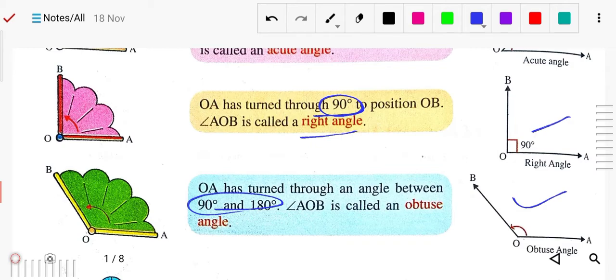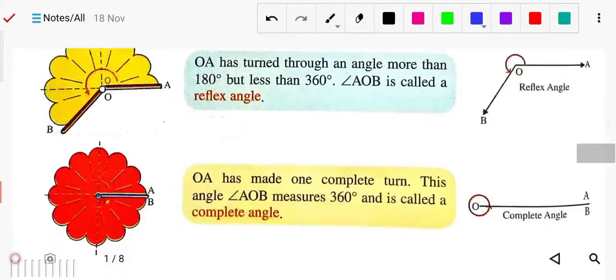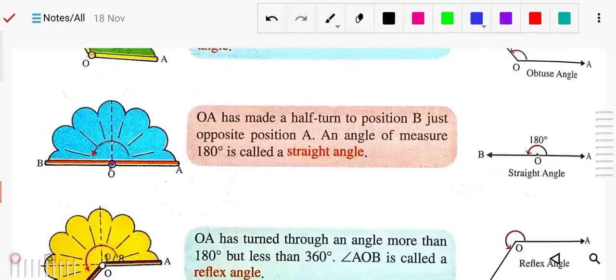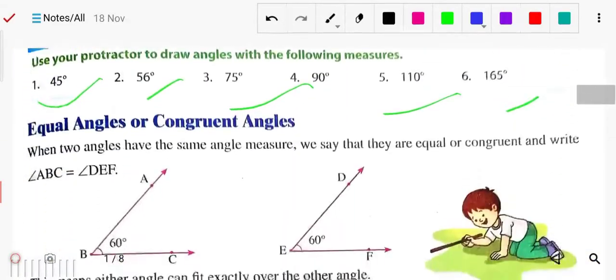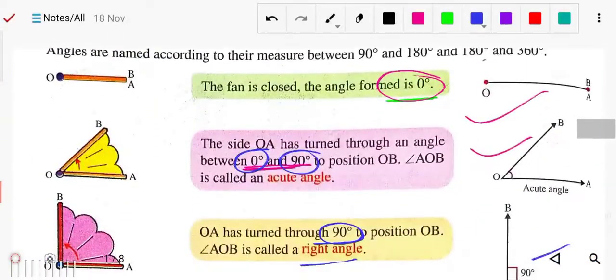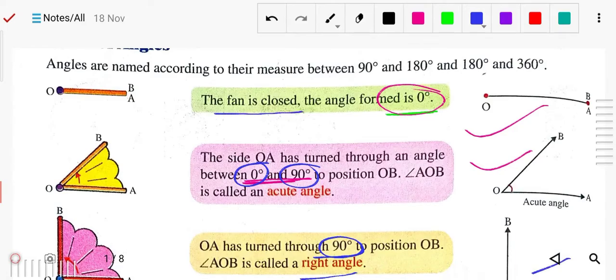Next we have the straight angle. If the angle is exactly 180, this is called your straight angle. Here I just said that when the angle is 0 degree, I called this a straight angle, you can say that here. The fan is closed, the angle formed is 0.